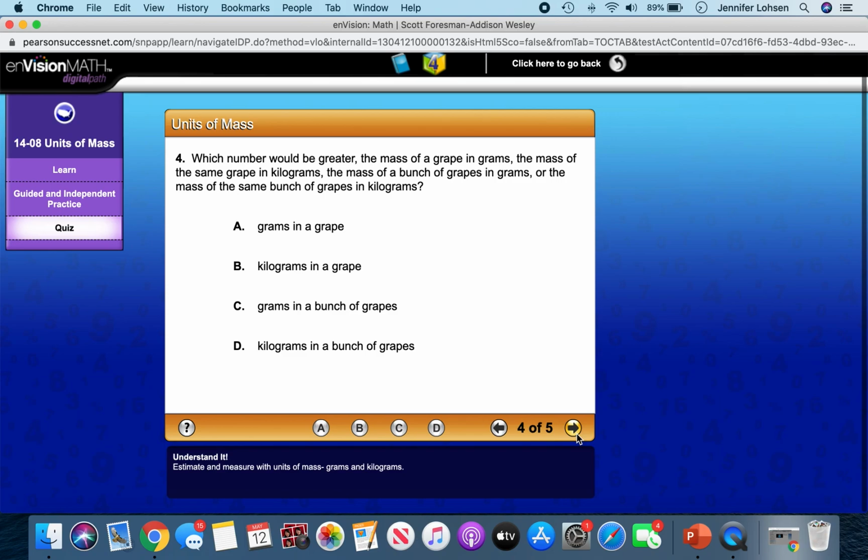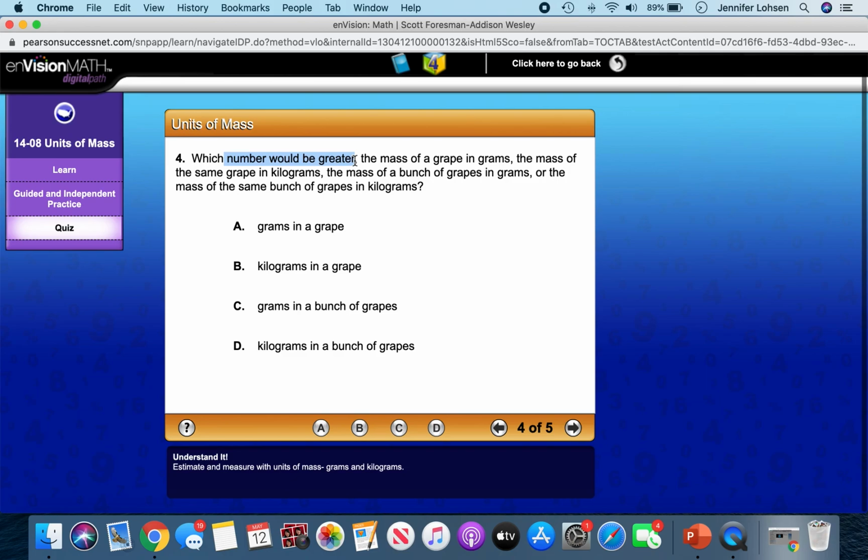All right, number 4. Which number would be greater? Okay, now we're looking at which number would be greater. The mass of a grape, 1 grape in grams, so 1 grape in a small unit, or the mass of the same grape in kilograms. The mass of a bunch of grapes in grams, or the mass of the same bunch of grapes in kilograms.